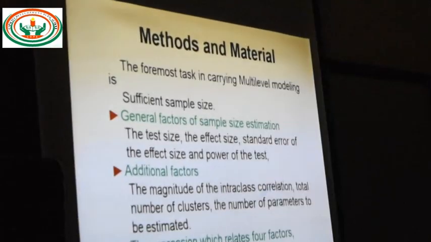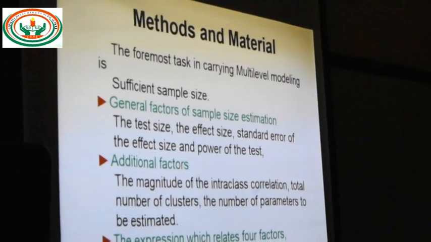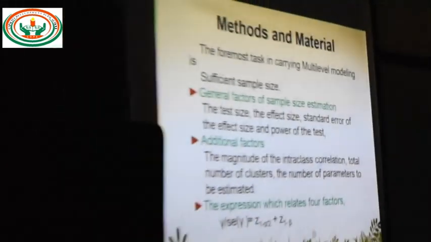This is a famous relationship which involves these four factors, which are stated here. They are related through this relationship. And further, the role of level 1 and level 2 covariates in the sample size estimation. We change the number of units at level 1 and the level 2 units, and then we see the sample size, and then we change the covariate at level 1 and level 2.